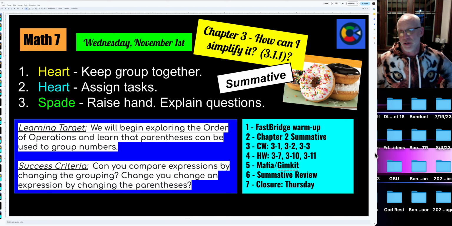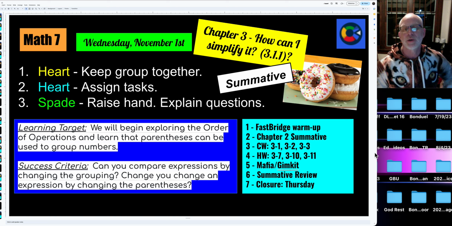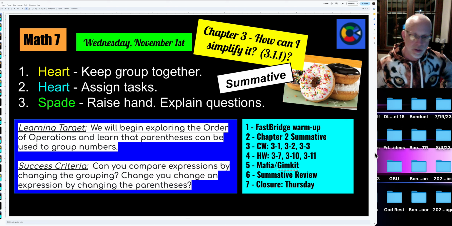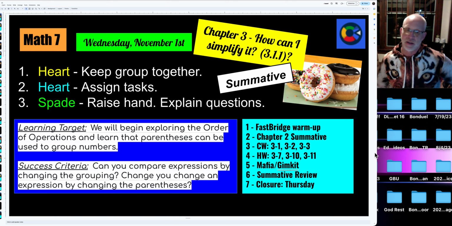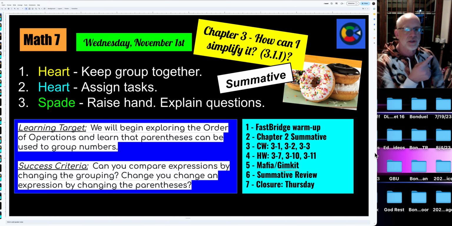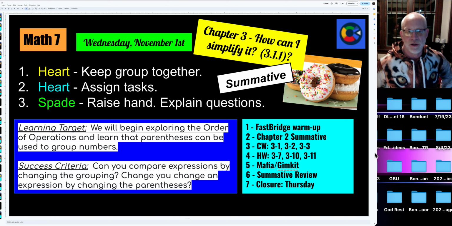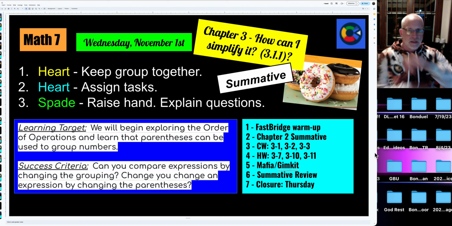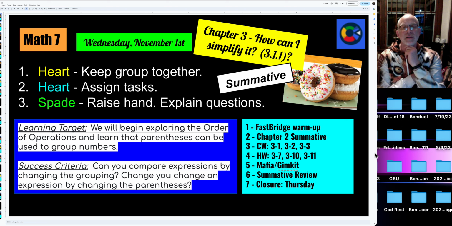What are we going to do today? Our learning targets for today: we will begin exploring the order of operations and learn that parentheses can be used to group numbers. Our success criteria: number one, can you compare expressions by changing the grouping? Number two, can you change expressions by changing the parentheses? Same numbers, same expressions, but just change the parentheses. Does that change what it looks like? That's what we're going to find out today.